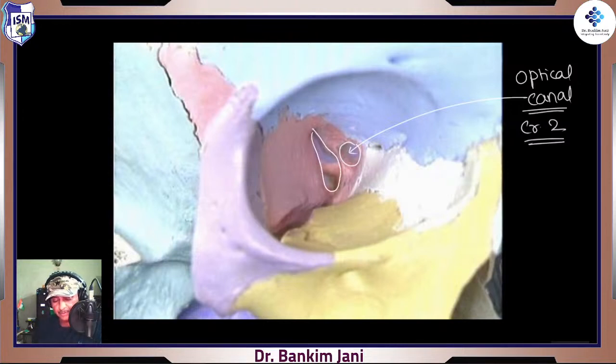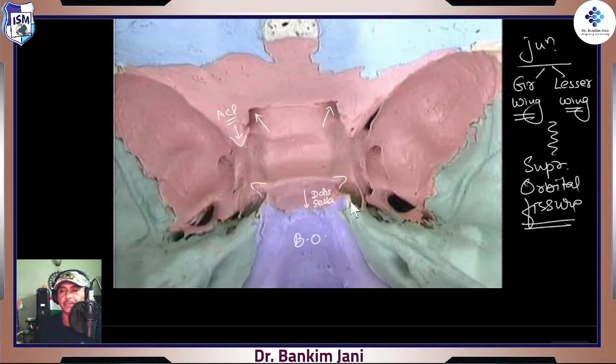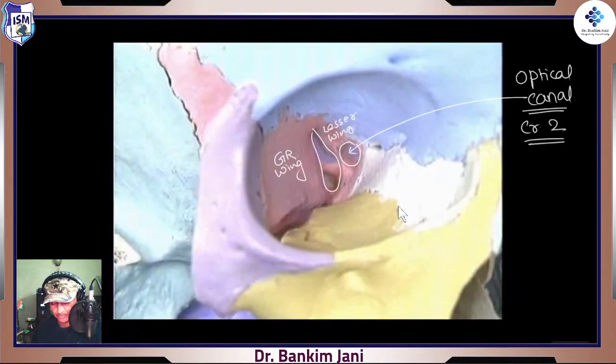Right? This is the greater wing. And this one is the lesser wing. And that's the gap between both the lesser wing and the greater wing. And that gap is nothing but the superior orbital fissure. That is the superior orbital fissure. So what we are watching over here, this is the superior orbital fissure.